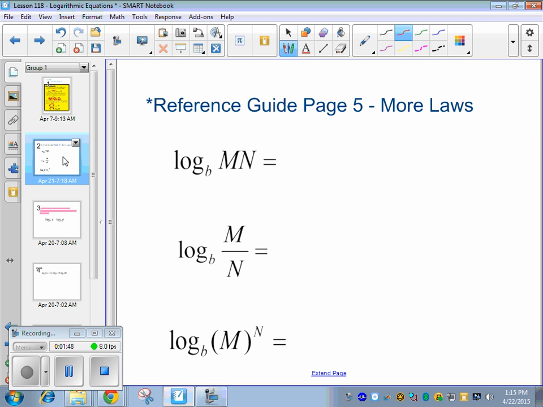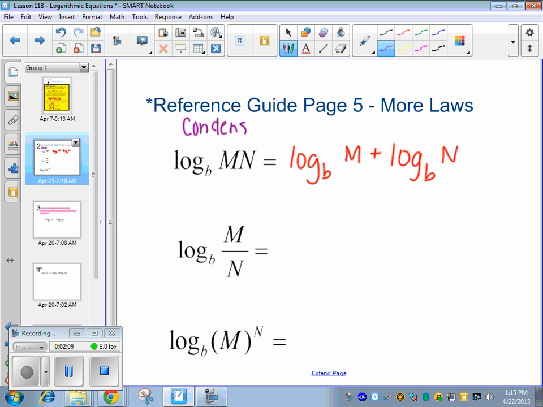So to put this in your reference guide in the back, this is going the other direction. We have the condensed form first, and we can separate this into log b m, and since we're multiplying, plus log b n. So again, we call this the condensed form, and this side is going to be called the expanded form. And you want to be able to go back and forth as needed.